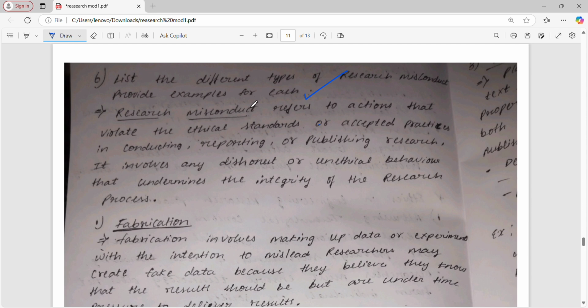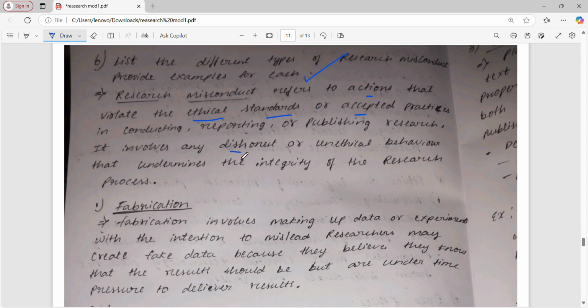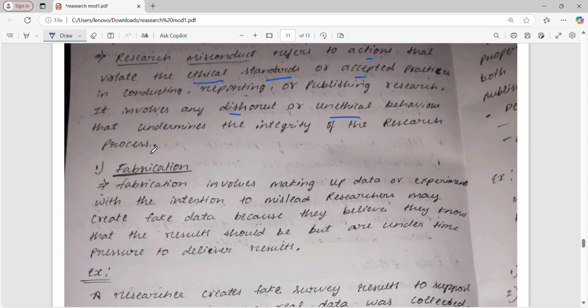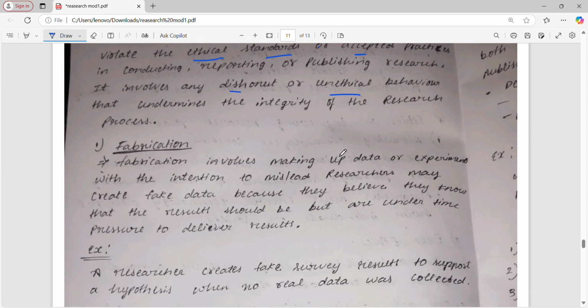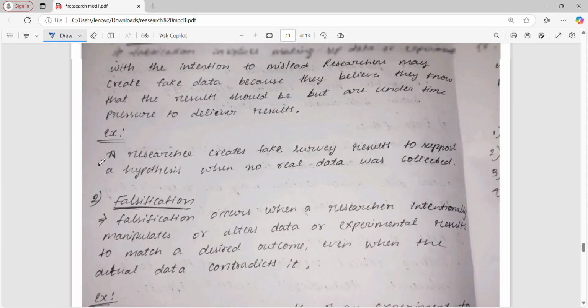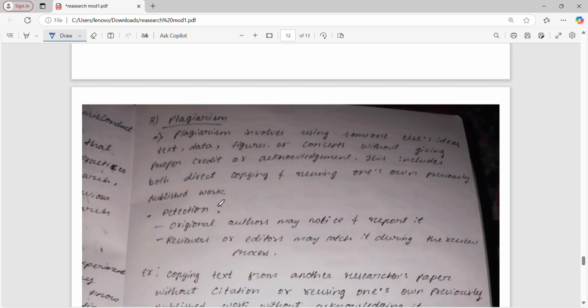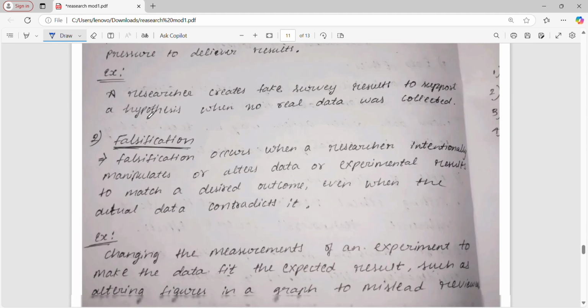Then list the different types of research misconduct and provide examples for it. Research misconduct refers to actions that violate the ethical standards or accepted practices in conducting, reporting, or publicizing research. It involves any dishonest or unethical behavior that undermines the integrity of the research process. There are three types of misconduct: fabrication, falsification, and plagiarism.